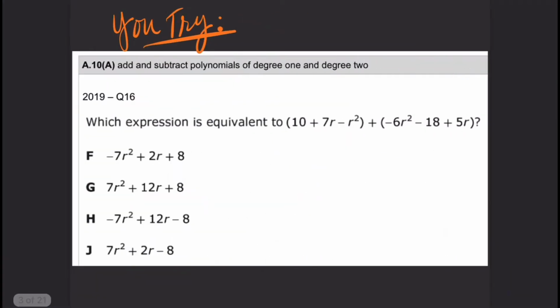Go ahead and try the following question. It is covering the same TEK. Go ahead and pause the video, and then the answer will appear shortly.